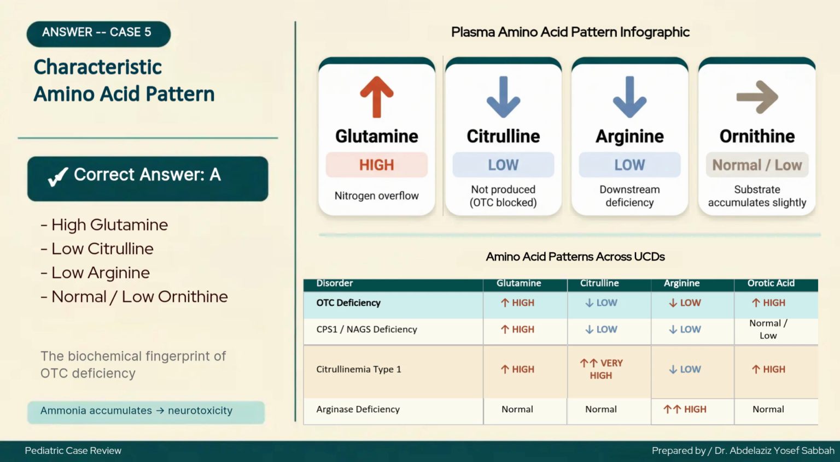The options with high citrulline point to citrullinemia or argininosuccinic aciduria, not OTC. This 4-part pattern is the biochemical fingerprint of OTC deficiency, and the table shows how it contrasts with the other urea cycle disorders. Case 6.